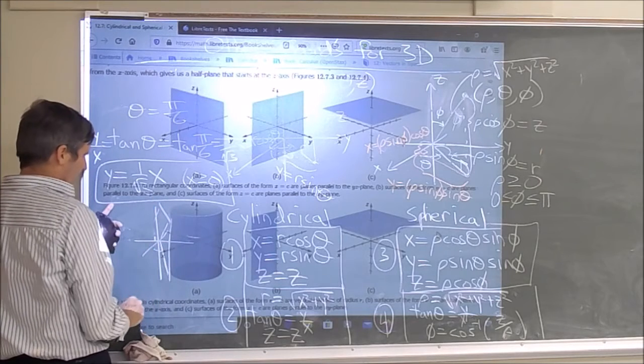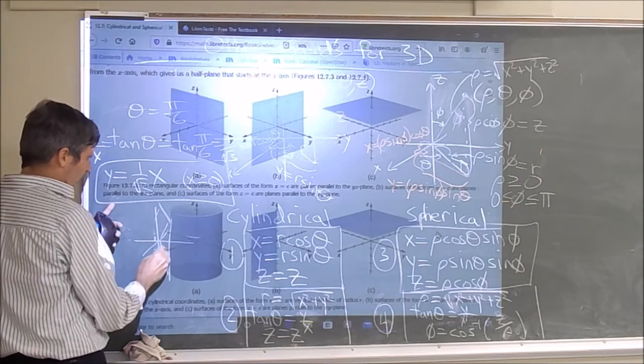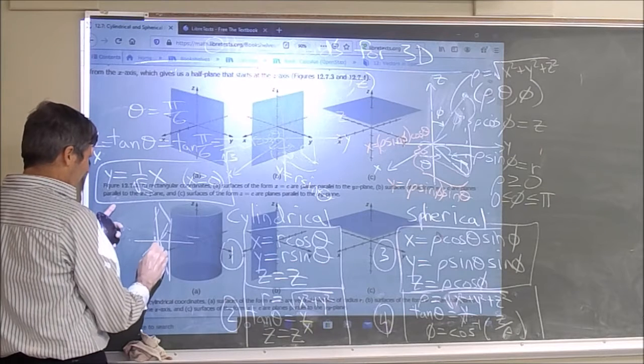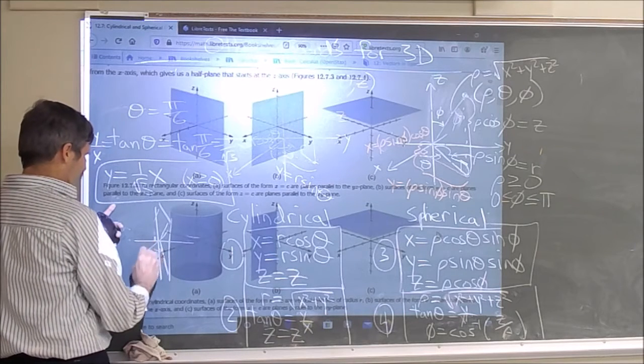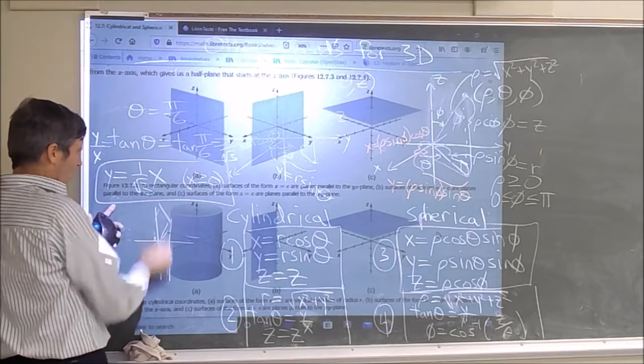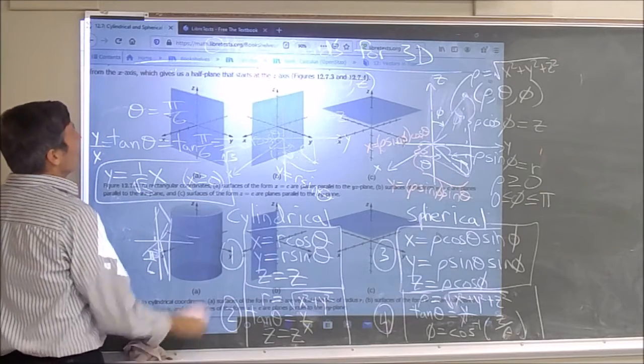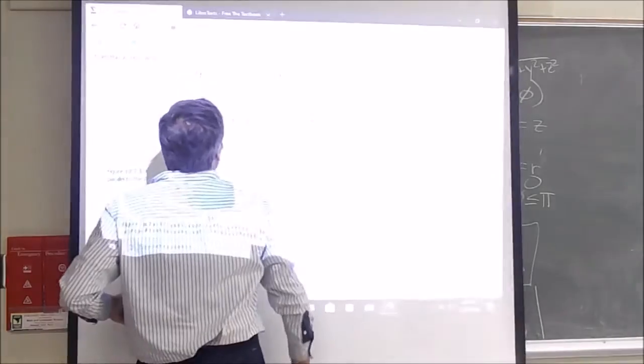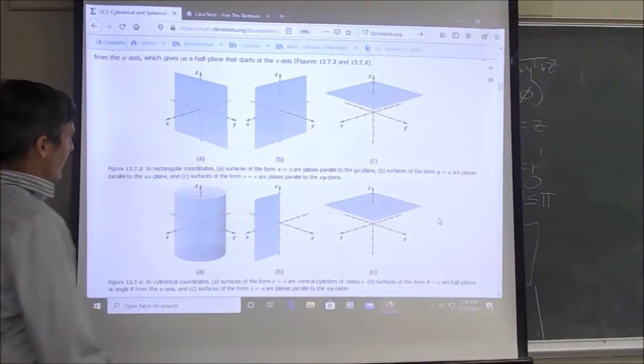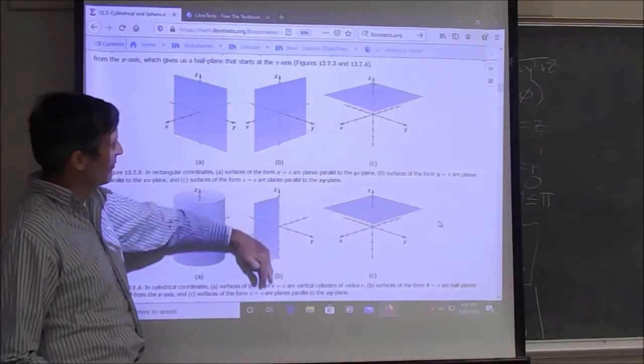So you can do it in rectangular coordinates, but it's easier just to draw this angle theta equals pi over 6, and then just go up and down. That's easier. But there's how you can sketch theta equals a constant. It's a half plane always.